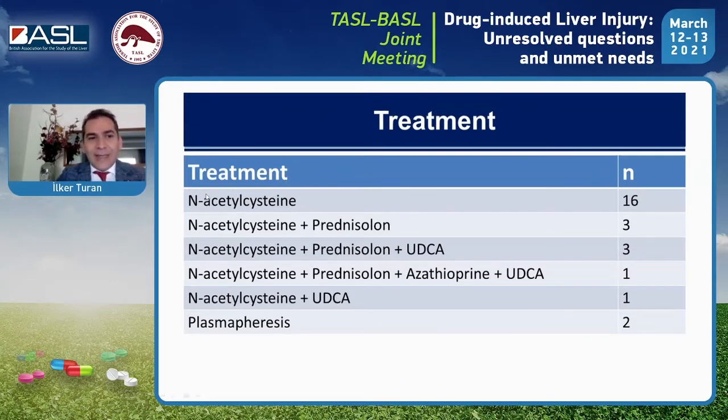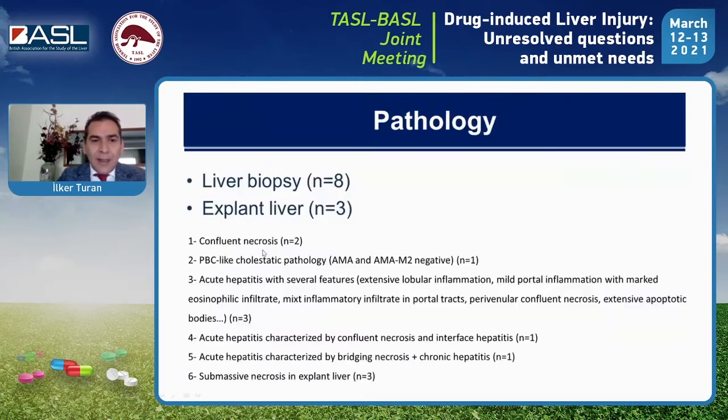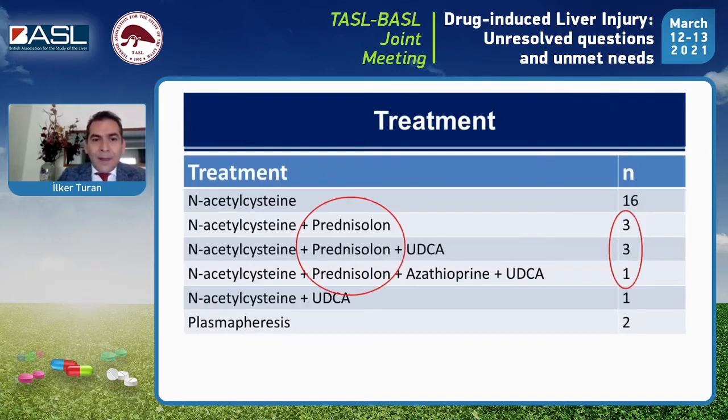For treatment, N-acetylcysteine was given to all patients. As you can see, 1/3 of patients received prednisolone, considering that drug-induced autoimmune hepatitis or immune-mediated DILI was probably suggested in these patients. Plasmapheresis was performed in 2 patients.